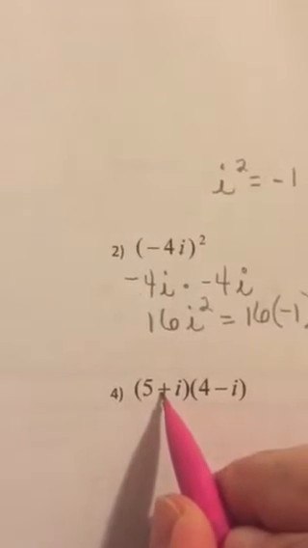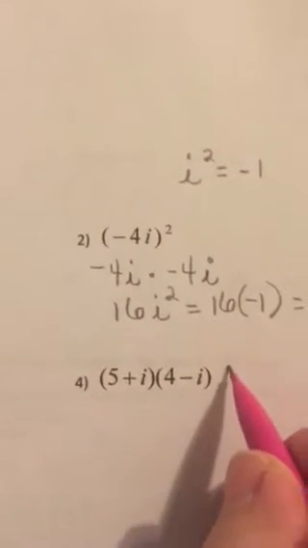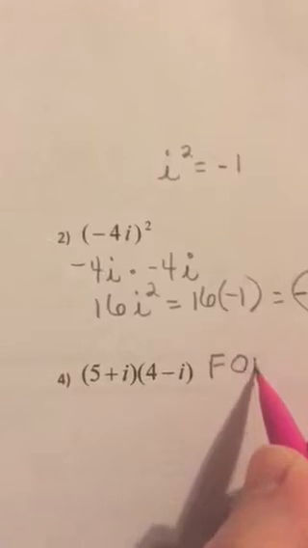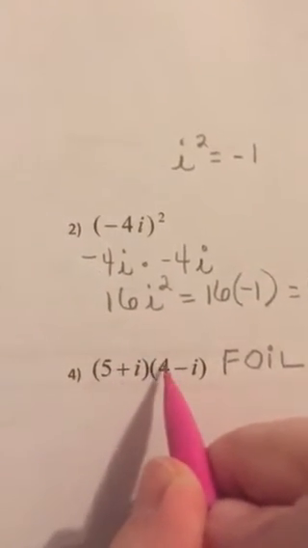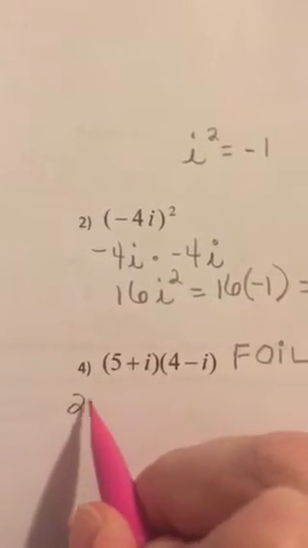And then, well, I've got a binomial times a binomial, and you guys know what that means. It means we're going to have to FOIL, or if you like the box method, you can do the box method. So 5 times 4 is the first terms, and that's a 20.